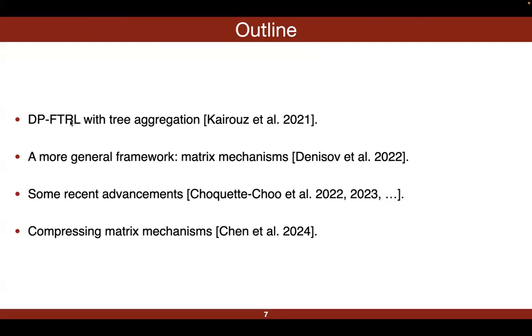So they tried to explore more, and they proposed a more general framework, which is matrix mechanisms. And with matrix mechanisms, they can actually prove that it will be at least as good as DP-SGD. And sometimes, actually a lot of times, it's even better. After that, there are a few papers that made significant progress on this line of research. So I will quickly walk through this new progress, and then in the end, I will talk about our result for compressing matrix mechanisms.